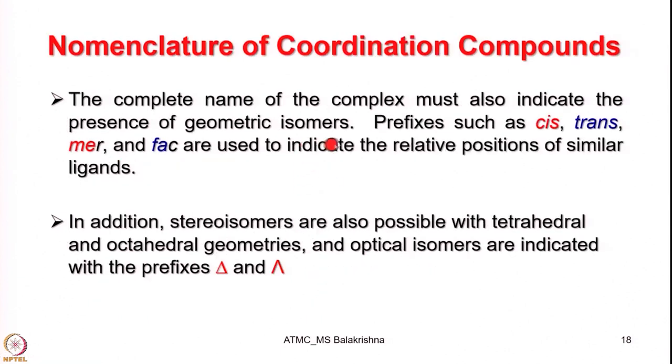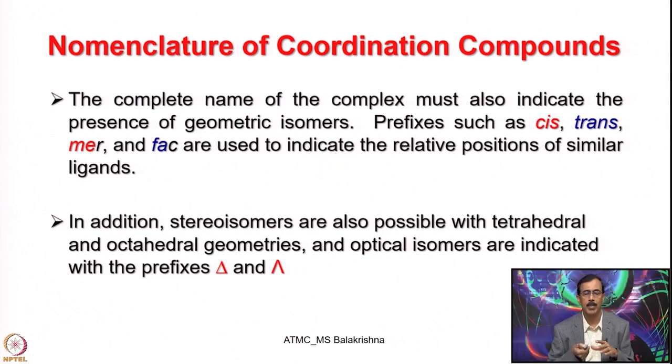The complete name of the complex must also indicate the presence of geometric isomers. Let us say there are different ligands present on a metal. If there is a possibility of seeing more than one isomer, then the name given should also indicate the type of isomer we are talking about. Then prefixes such as cis, trans, meridional or facial should be included in front of the complex when we write it. In addition, stereoisomerism is also possible with the tetrahedral and octahedral geometries.